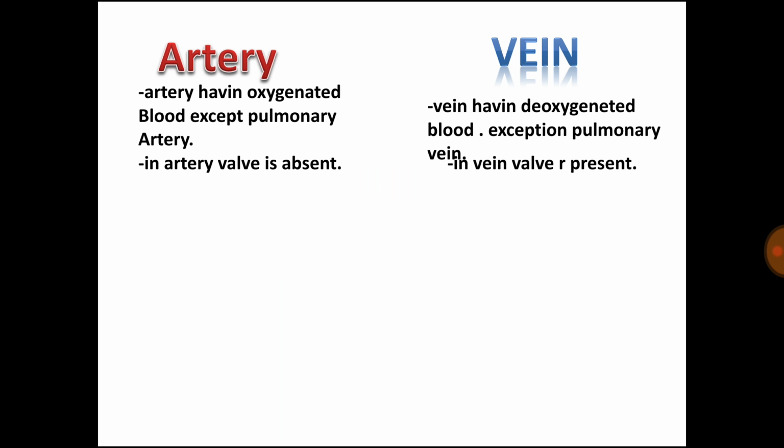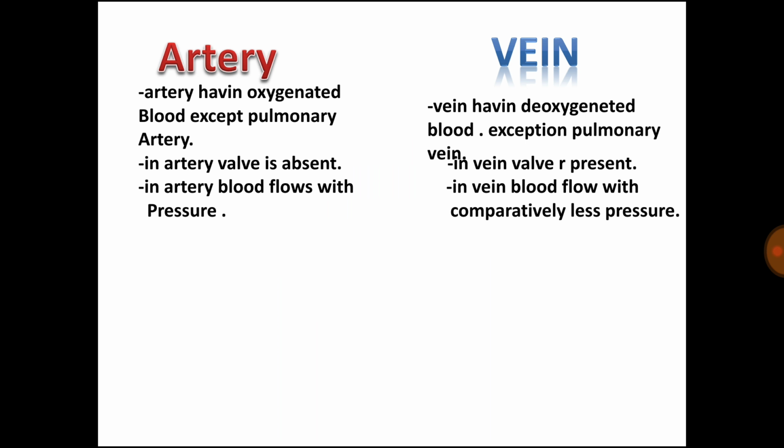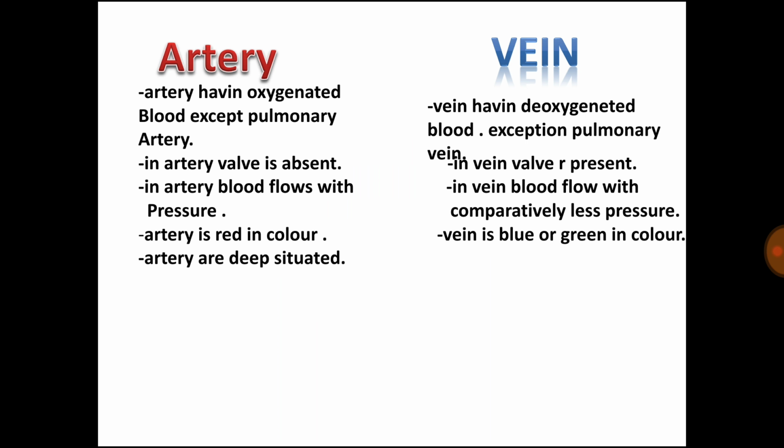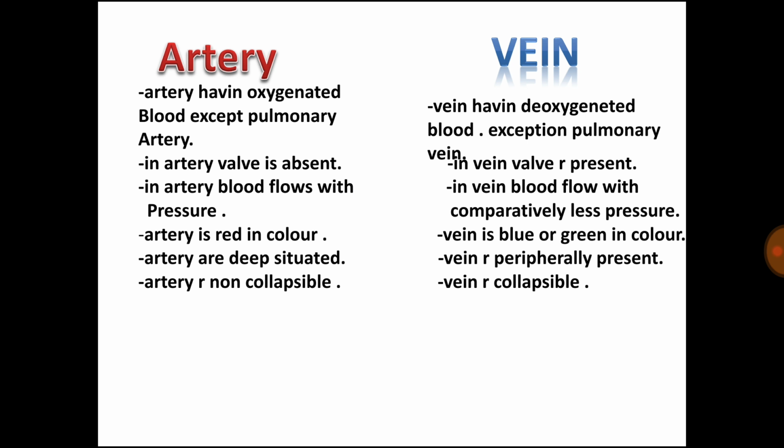In an artery, valves are absent. In a vein, valves are present. In an artery, blood flows with pressure. In a vein, blood flows with comparatively less pressure. Artery is red in color and vein is blue or green in color. Arteries are deep situated, veins are peripherally present. Arteries are non-collapsible, veins are collapsible.